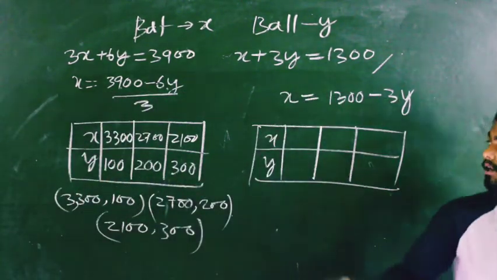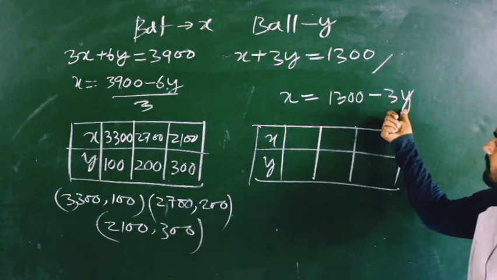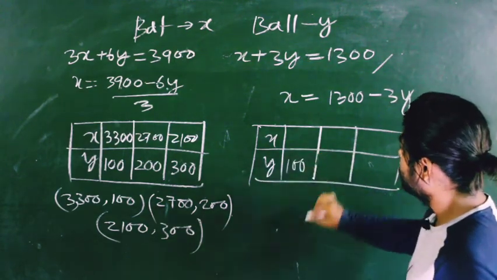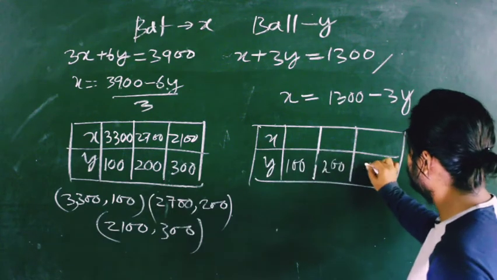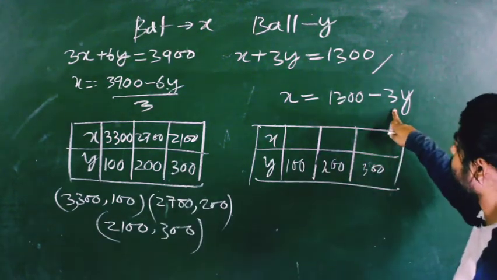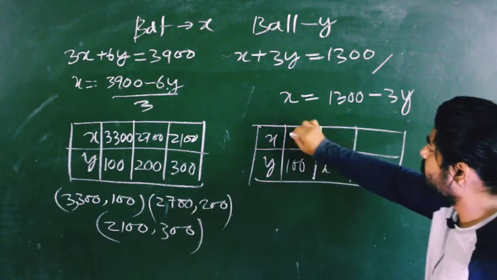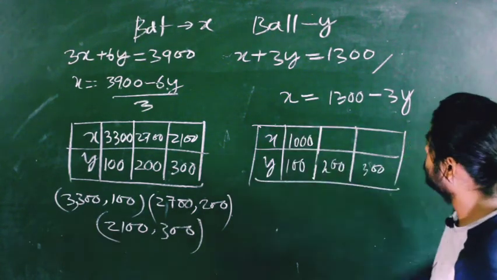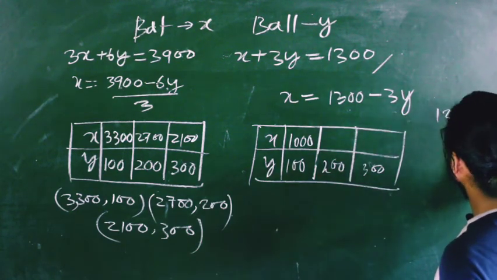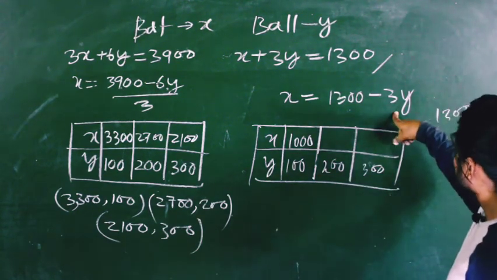Here you have to choose a value of y in order to get the value of x. So let's say y equal to 100, 200 and 300. So once it is 100, it's 300, 300 minus 1300, it's 1000. 200, so it will become 600.